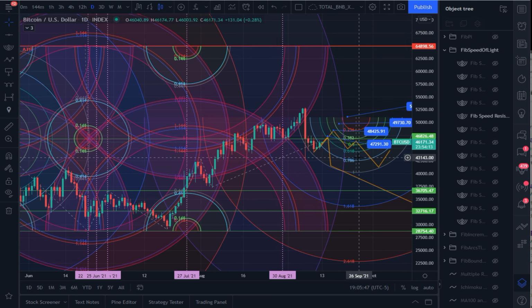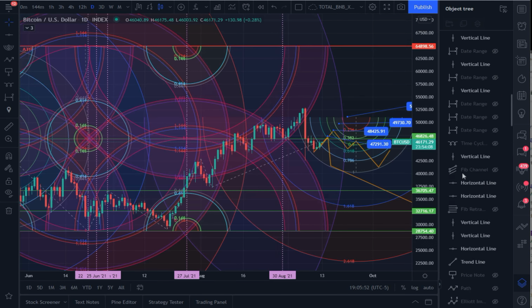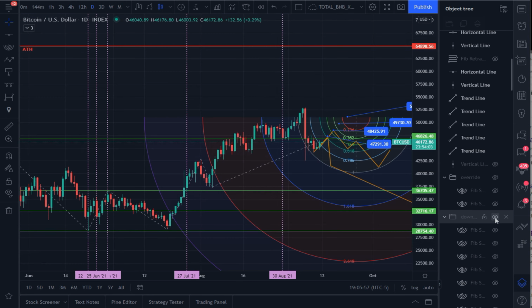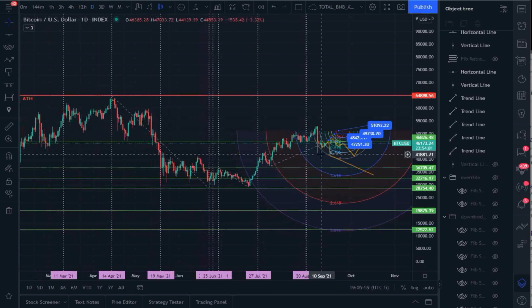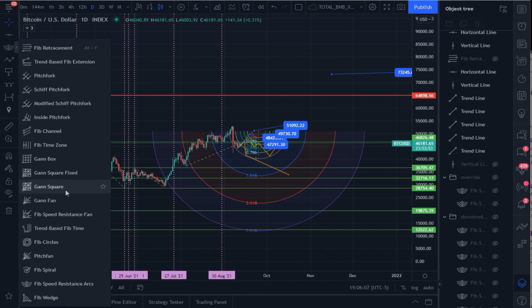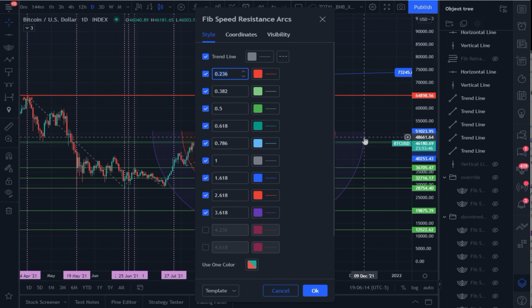You will see now that also the real Fibonacci defaults are something that makes sense for price action and levels. Let's remove this downtrend Fibonacci and just stay with one. So now we just have one here. When you add it from this menu, the second one, Fib Speed Resistance Arcs, you will have various settings, but in the style you will have all the Fibonacci levels that are by default inserted by TradingView.